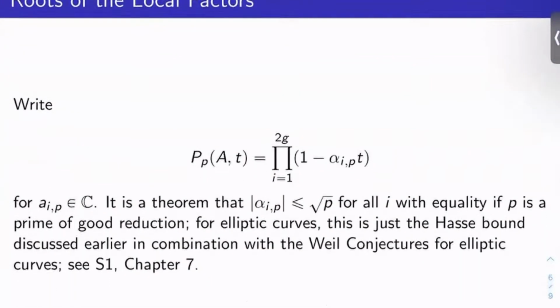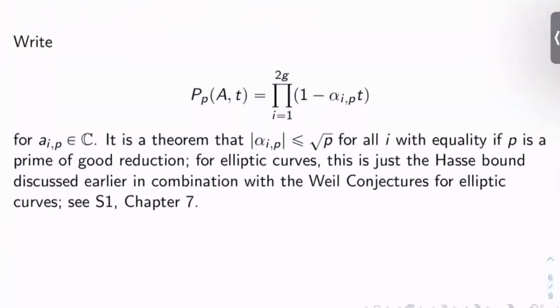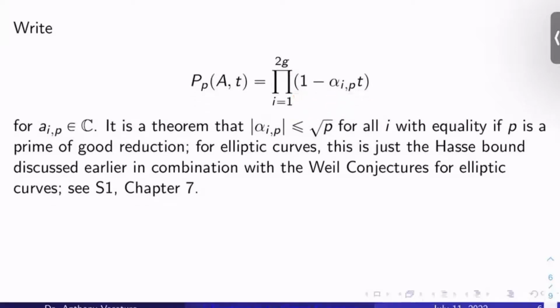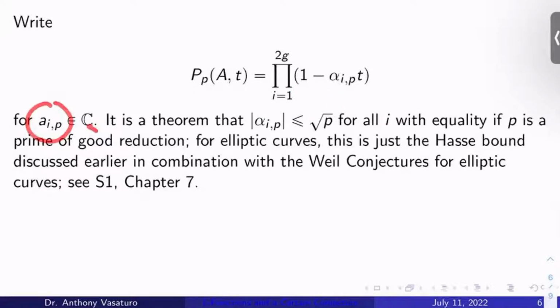Okay, how about roots of the local L factors? I mean, they're polynomials, right? So we can factor them. Okay, so they're polynomials of degree 2g. So let's factor p sub p of at into a product of root normalized roots, 1 minus alpha sub I p t. Okay, and these alpha sub I p's, they're just complex numbers.